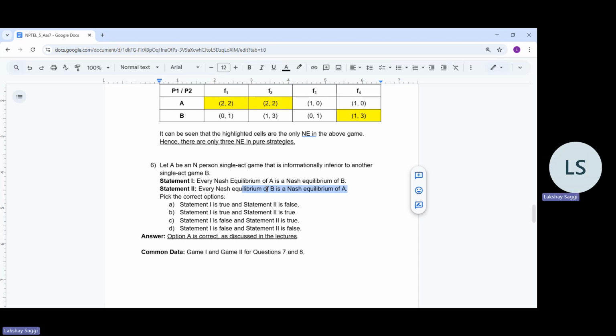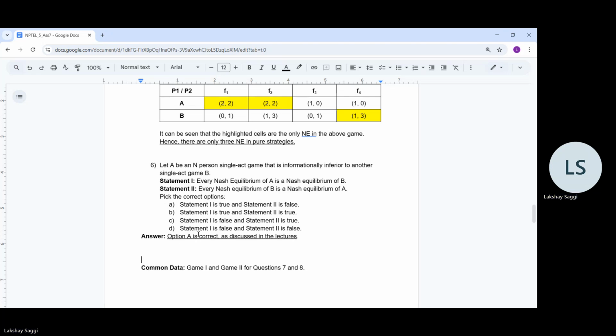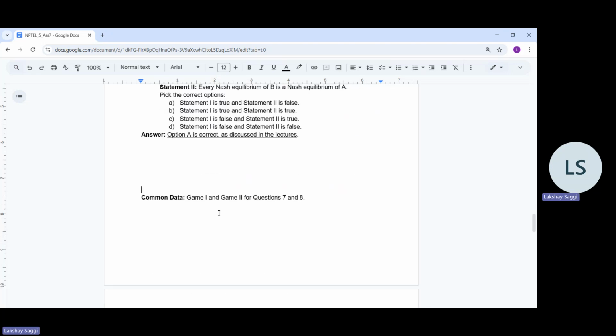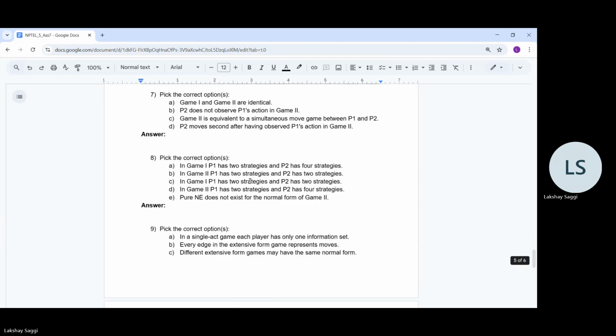So that's why any function which is implementable in the informationally inferior game, if it's a Nash equilibria in the superior game, then it will also be a Nash equilibria in the inferior game. So I hope this high level idea makes sense. This was also discussed in the lectures, so I won't delve into that more now. Okay, but other than that, maybe we can move on to the next question then.